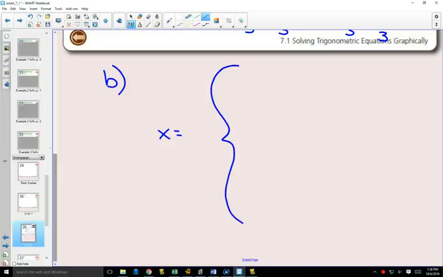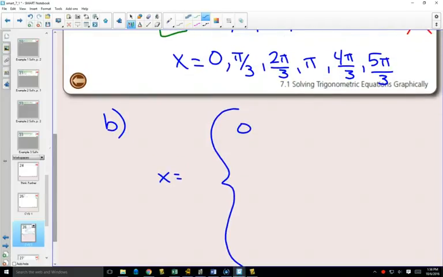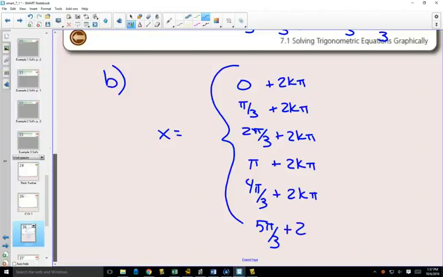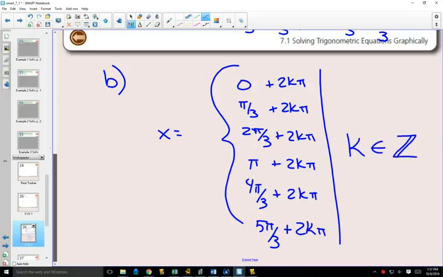How's that? How many answers do we have? 0, pi over 3, 2 pi over 3, pi, 4 pi over 3, oh, got to scroll down, and 5 pi over 3. And what do we have to do to each one of them? Plus 2k pi, plus 2k pi, and so on for each one. Okay. Whoever's watching this as a video is going to be like, oh my goodness. Okay, sorry about that. Where k is an integer.